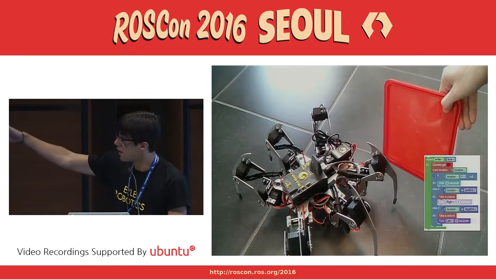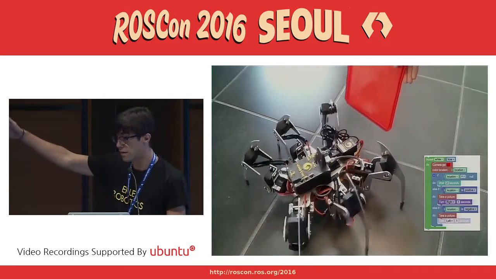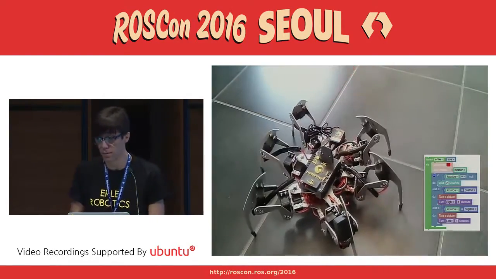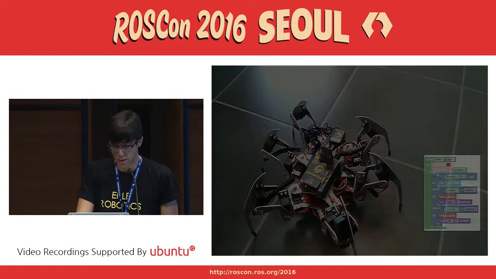So you can see how the code with this executing is highlighted, and also with, I don't know, 15 or 20 blocks, we are able to create a behavior. Not so complete, but enough to move a spider.